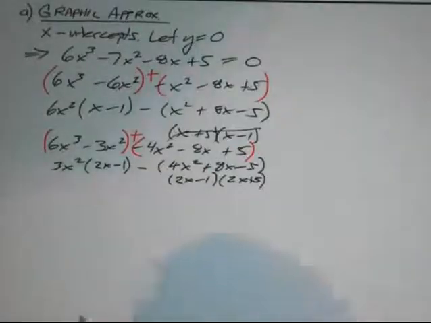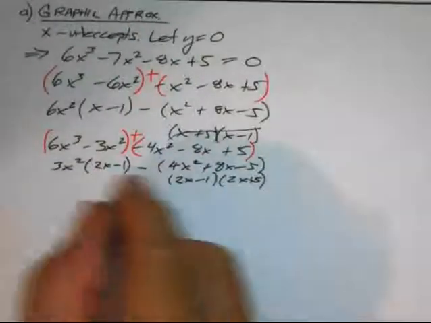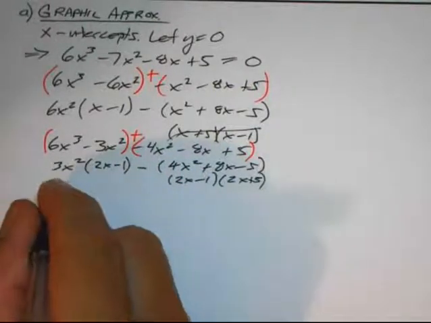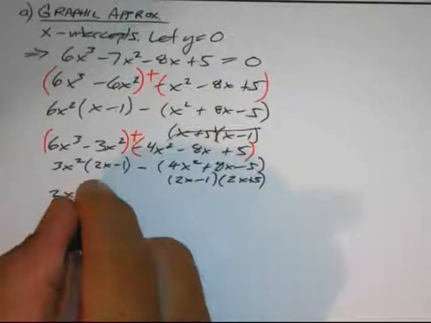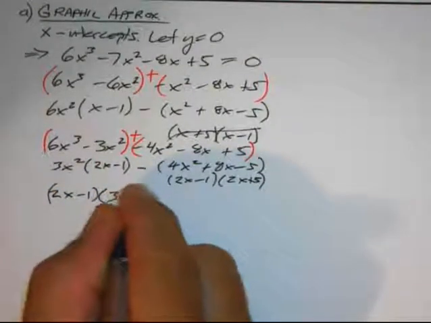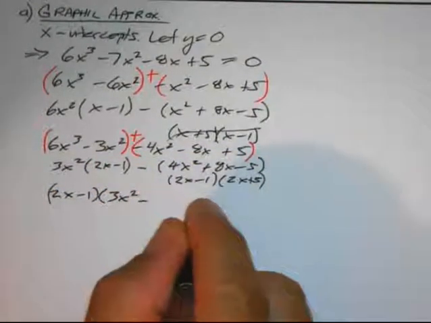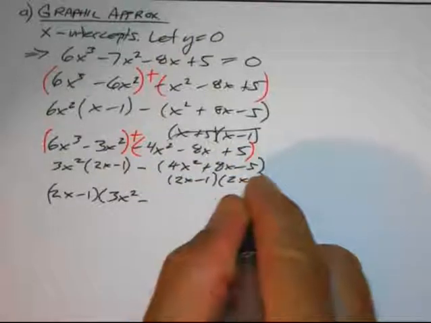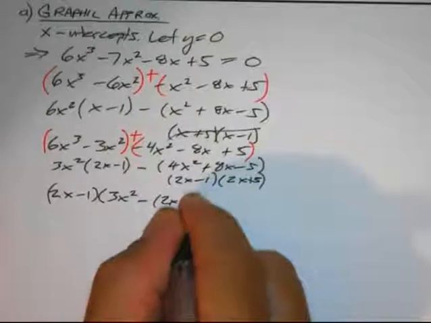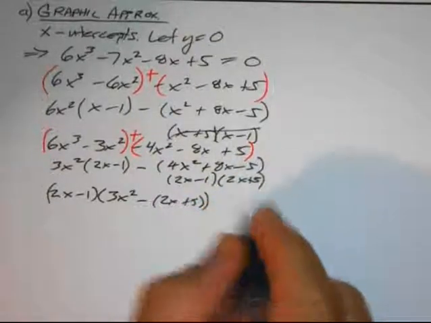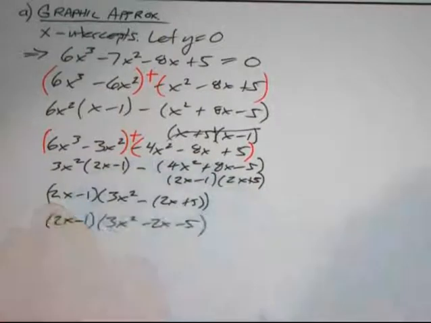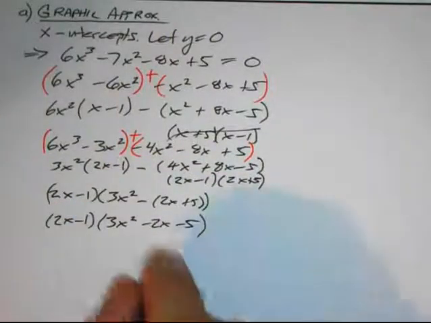Okay, so now the good news is the 2x minus 1 is now a common factor to the overall expression. Let's pull that off to the side here. It leaves behind 3x squared minus the leftover, which is the 2x plus 5. And now we can rewrite this a little bit, and now we can try to factor this trinomial.